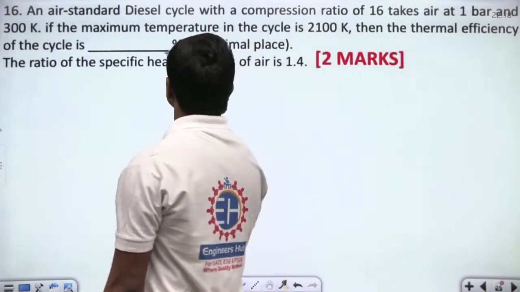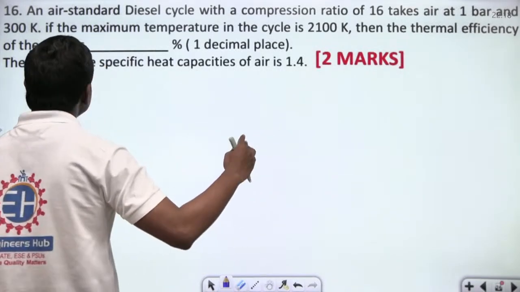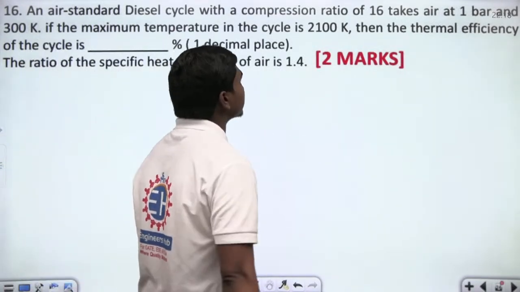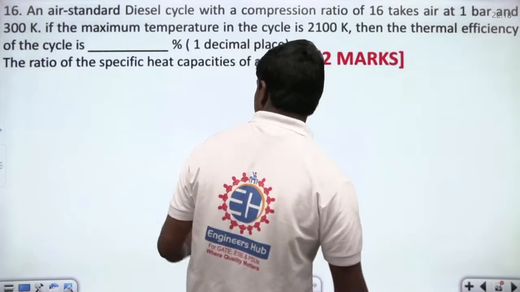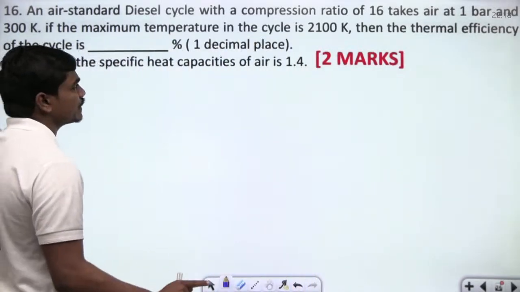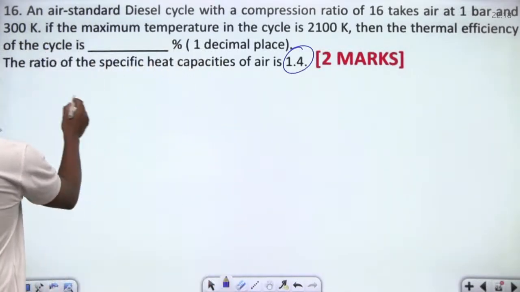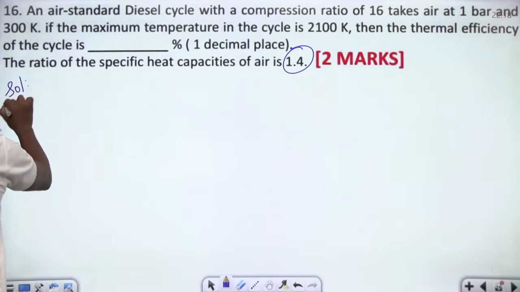An air standard diesel cycle with a compression ratio of 16 takes air at 1 bar and 300 Kelvin. If the maximum temperature in the cycle is 2100 Kelvin, then the thermal efficiency of the cycle is dash percentage. The ratio of the specific heat capacities of air is 1.4. So some data is given. Of course, the cycle is a standard diesel cycle.